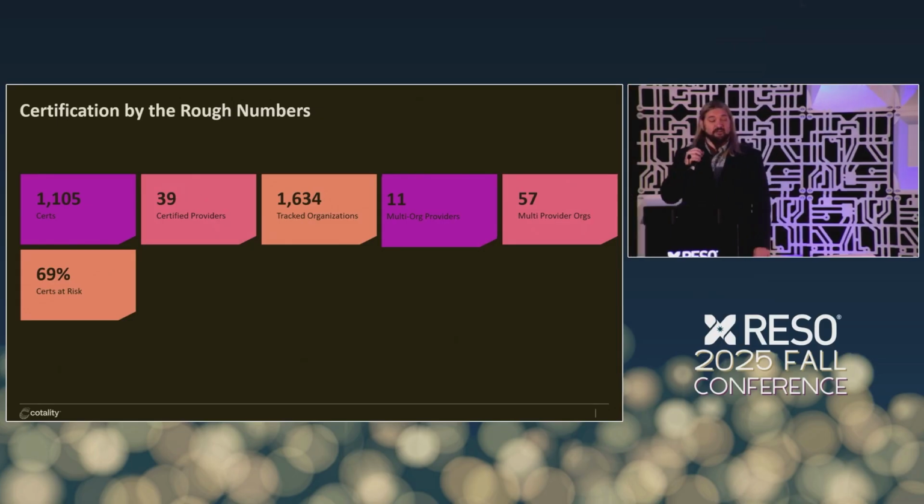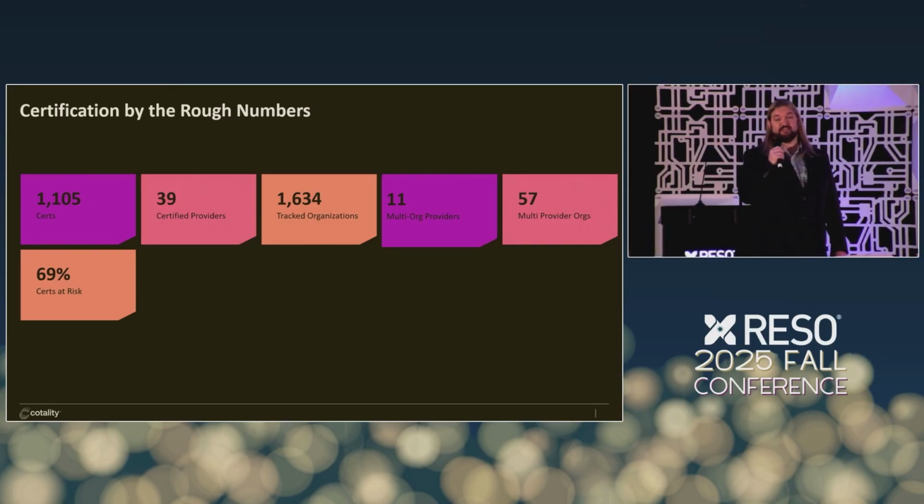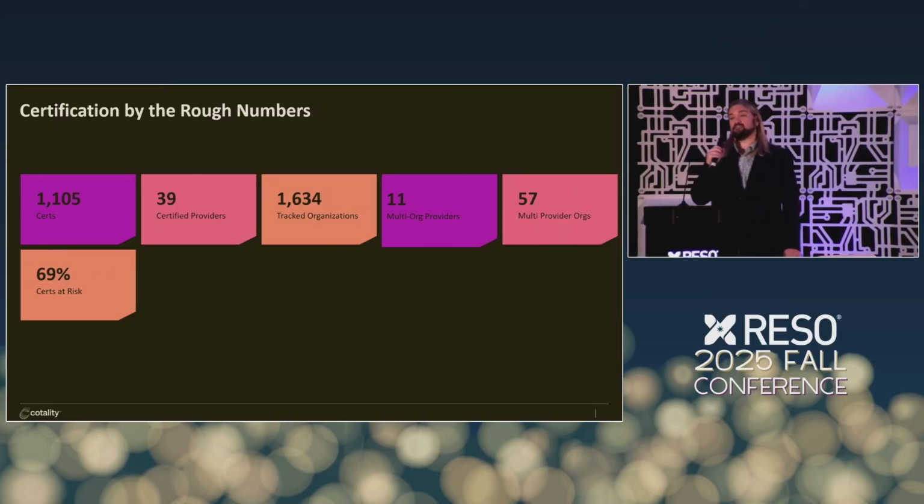However, currently, about 67% of certifications are at risk. And I think this is a good thing because legacy certifications just means we're continuing to push the envelope forward. We're evolving the standard, and we're trying to get people to come up to speed. Having a Data Dictionary 1.7 certification is no longer good enough. We need to have everyone on Data Dictionary 2.0.